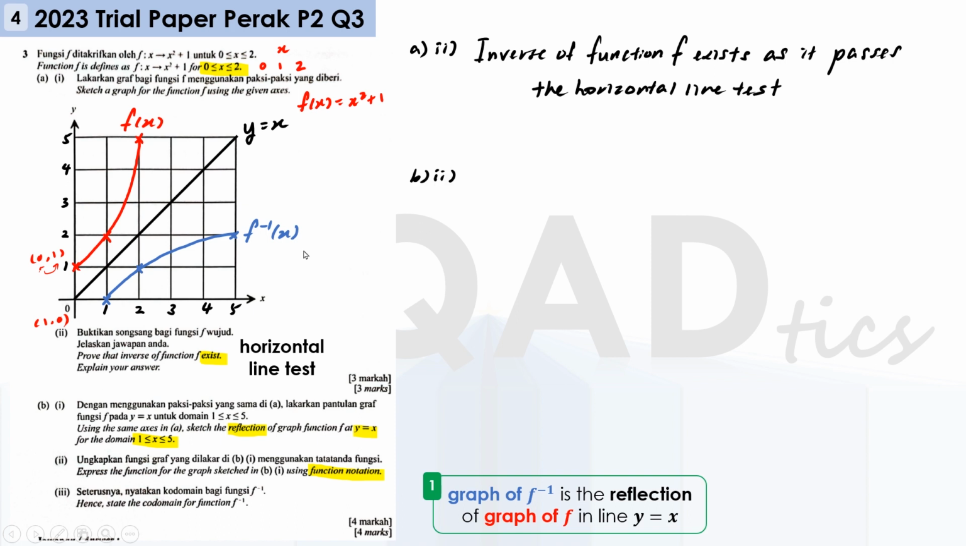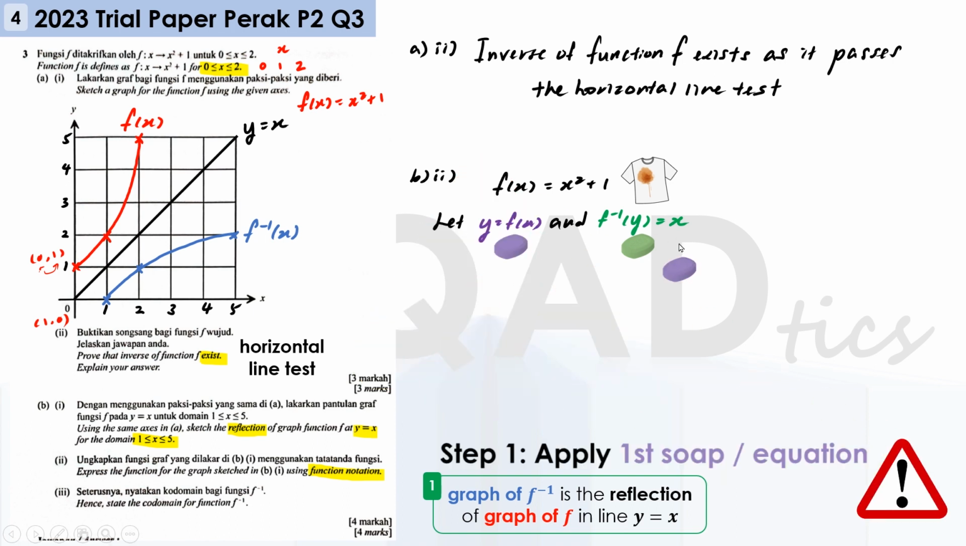So let me use the washing clothes method. So with our function here, we set this as the dirty shirt. So this dirty shirt is outside and inside is dirty, and we need to use these two equations to help us find the inverse, and let's call them the soaps, right? So the second equation is just f moving to the other side, right? So the first step, which is to use the first soap, we need to apply it to the shirt, meaning apply this first equation to our function. So f of x will be changed to y.